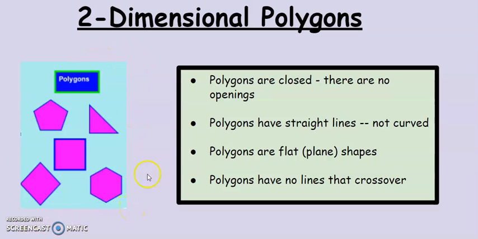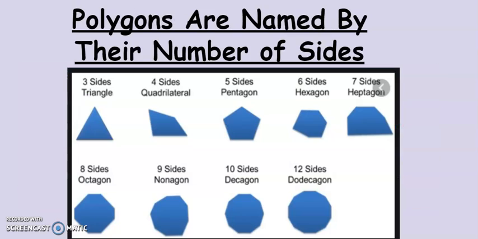Yesterday, we learned that in order to be a polygon, it had to be a closed shape, it had to have straight lines, it had to be a flat, plane shape, and it also had to have no lines that cross over. We're going to go a little bit further with polygons today, and we're going to discover that a polygon is named by the number of sides it has. Let's look at some special polygons.